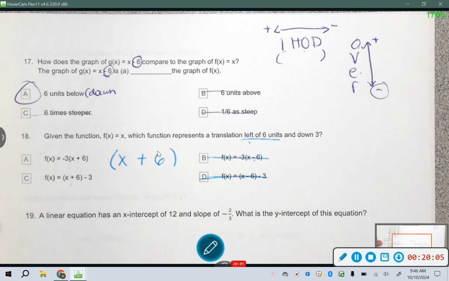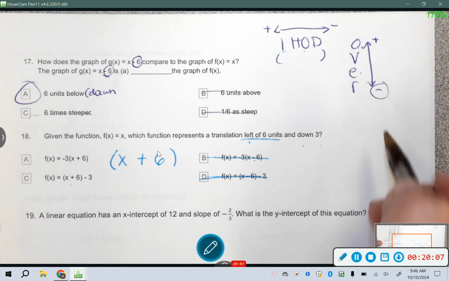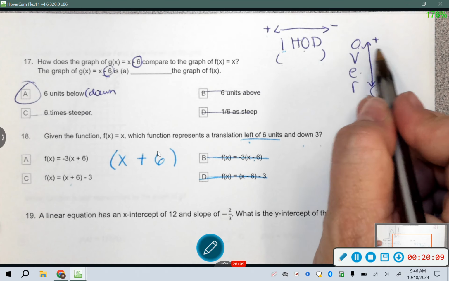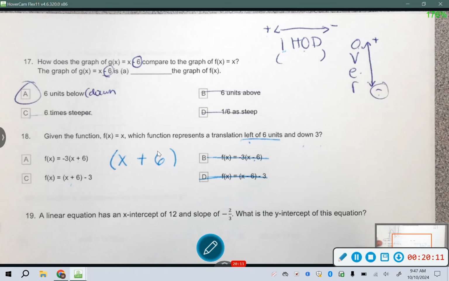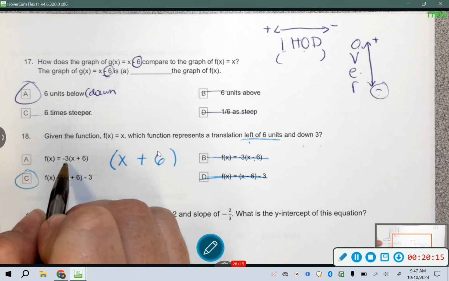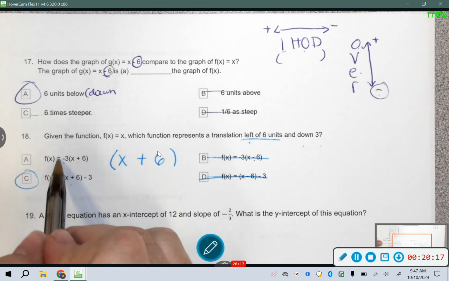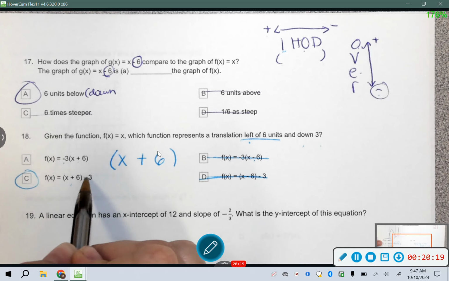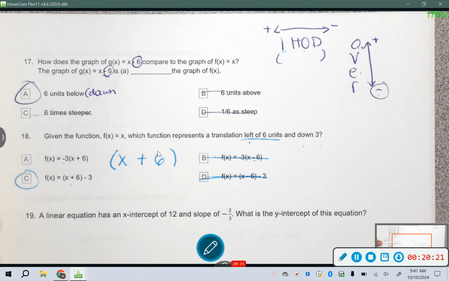So those are wrong. And then it says down 3. Well, down is an outside change, and it's going to be minus. So which one has minus 3? Is this one. That has times negative 3. That is different. This would affect the slope. This affects up and down. So this is C is your answer.